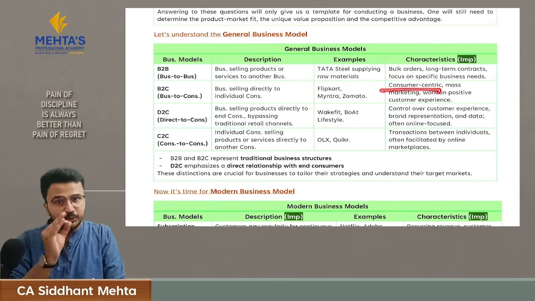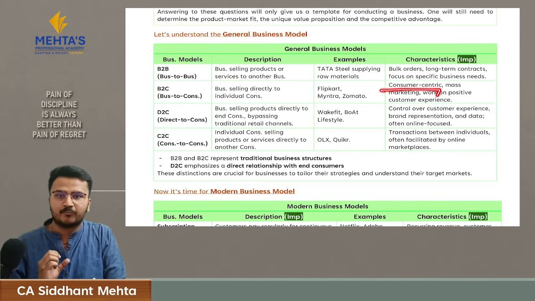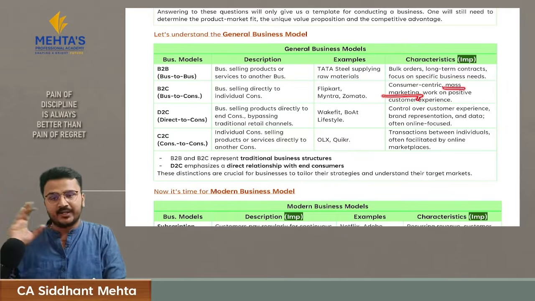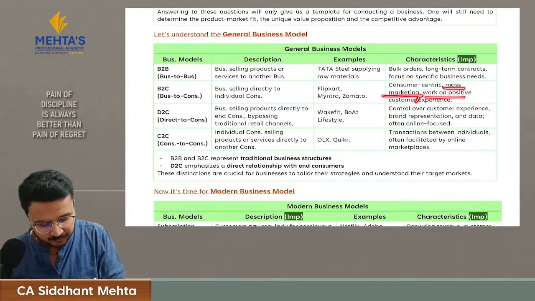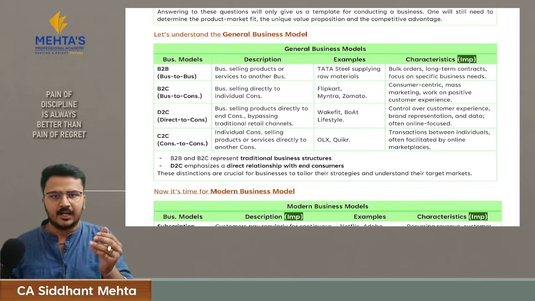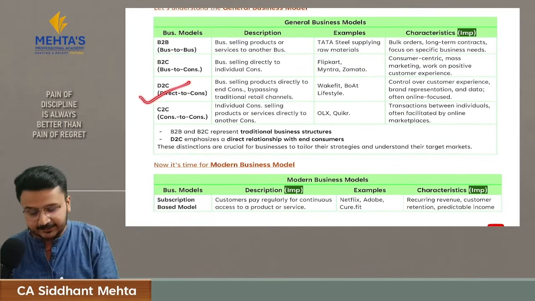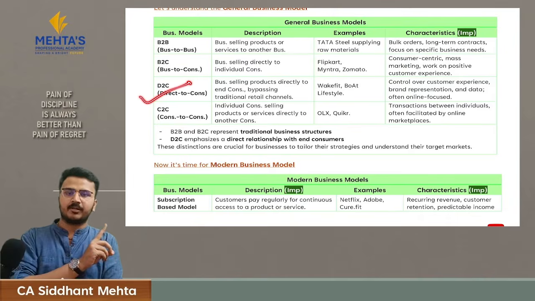All the products which you can see in their shop are consumer focused, or bought by the consumers. Here they do mass marketing to attract a wide number of consumers. Also they work on positive customer experience, because ultimately they are the ones who are going to buy all their products. Then the third one is D2C, that is direct to customer.